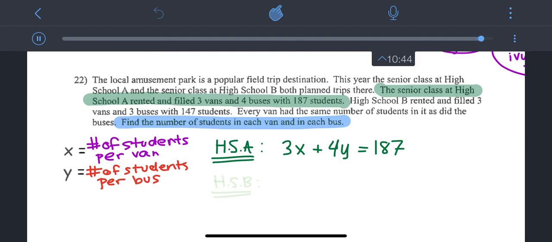Okay? So what I want you guys to do is look at the next sentence, fill out an equation for high school B right below, and then you guys should be able to just solve it using elimination just like the first problem.